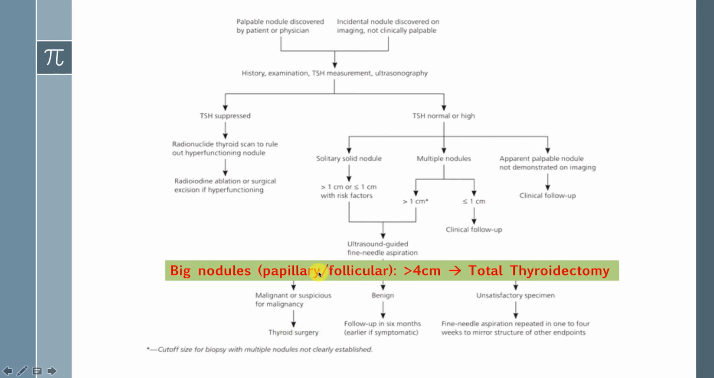And one thing is, no matter what kind of nodule you have, if it's bigger than 4 centimeters, that's really worrisome for some aggressive cancer.